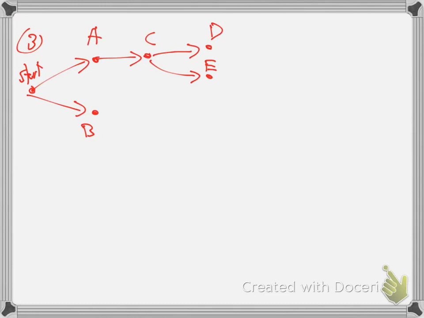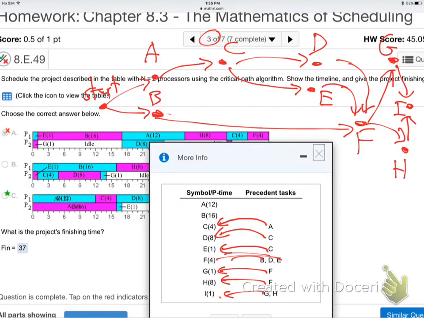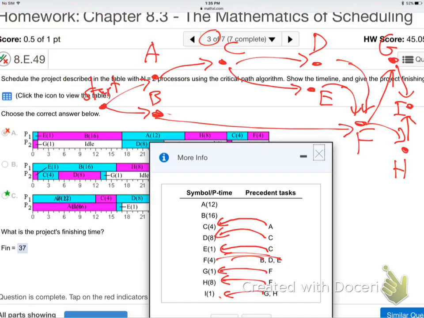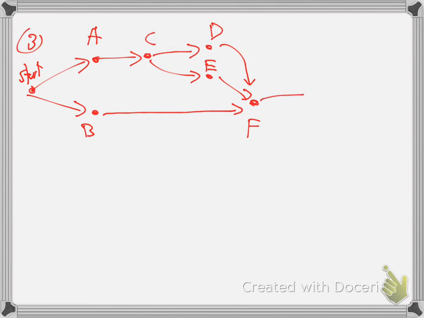D and E. C points to D and E, and they point to F. Enough room now. F points to G and H, and they both point to I, and I points to the end.